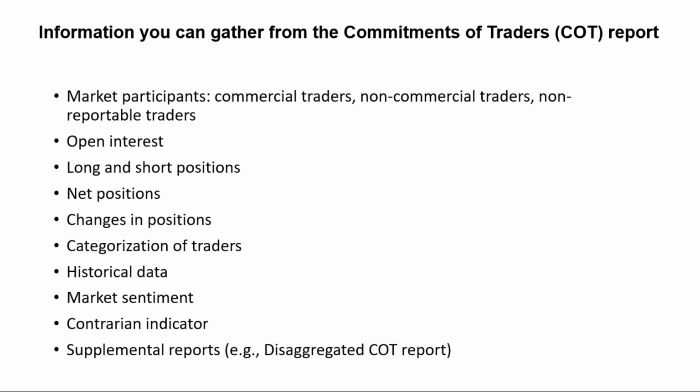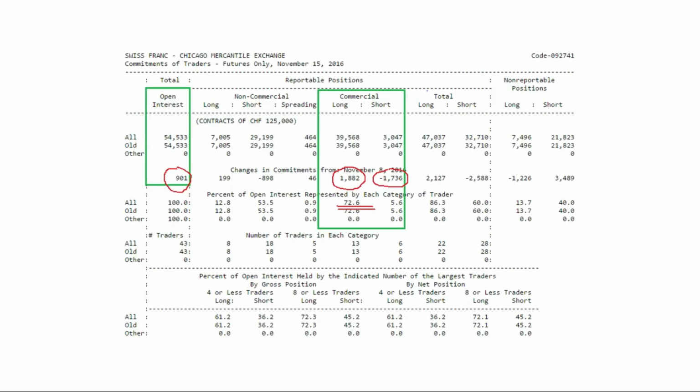The information that you can take from this table is: market participants, open interest, long and short positions, net positions, changes in positions, categorization of traders, historical data, market sentiment, contrarian indicator, and supplemental report. All this data you can catch directly or indirectly from this table. But like I said, we have a lot of tables, a lot of data, so with machine learning methods we can use this. But you, as an ordinary trader, can you use anything of this? Of course, you can see in this report a couple of important things, these changes in commitments.